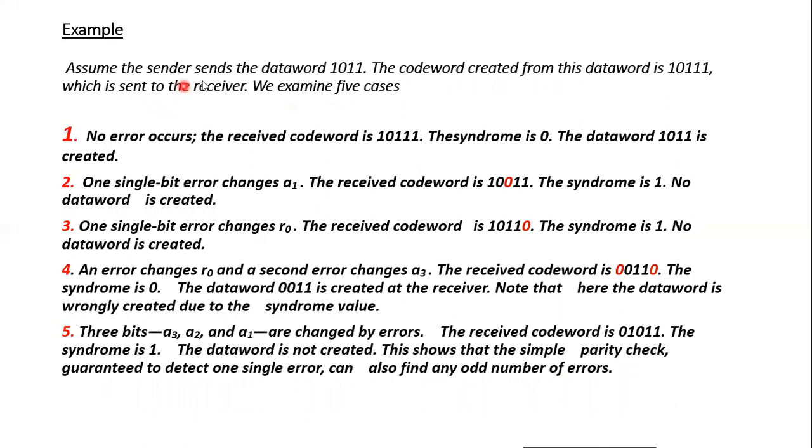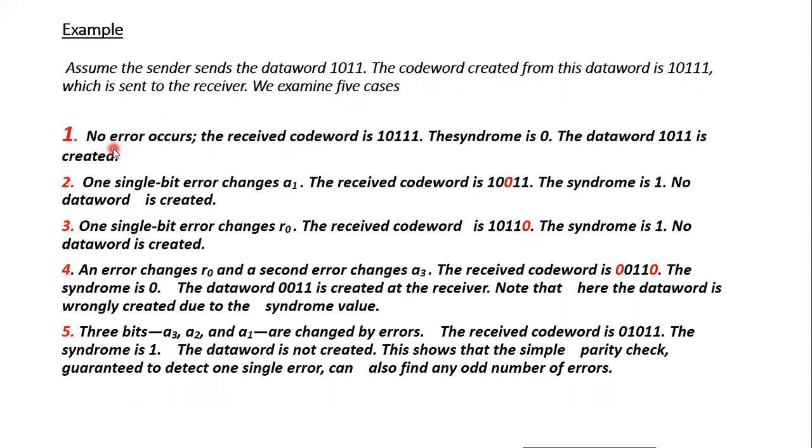Here we take one example. Assume that the sender sent the data word 1011. The code word created from the data word is 10111. So the odd number of 1s, therefore 1 is sent to the receiver. Here we examine 5 cases.